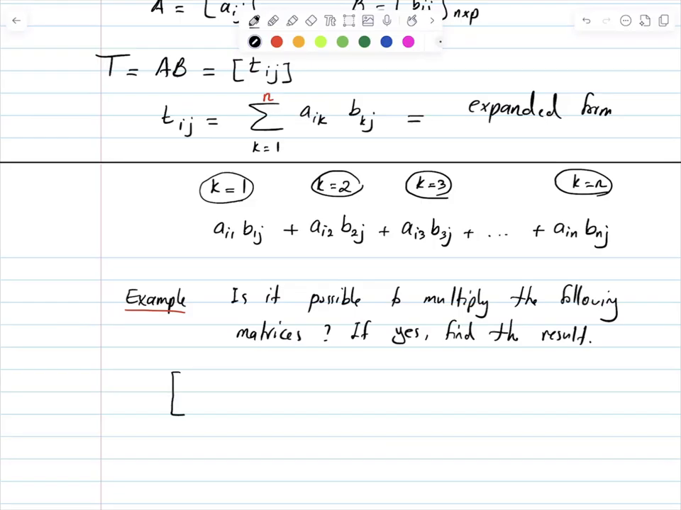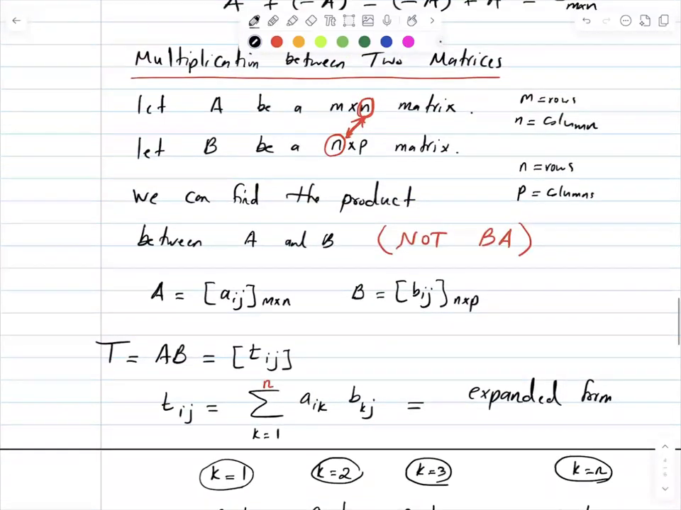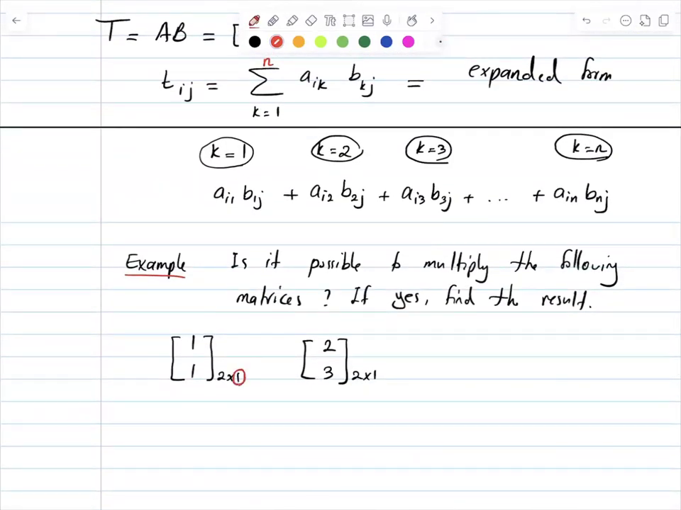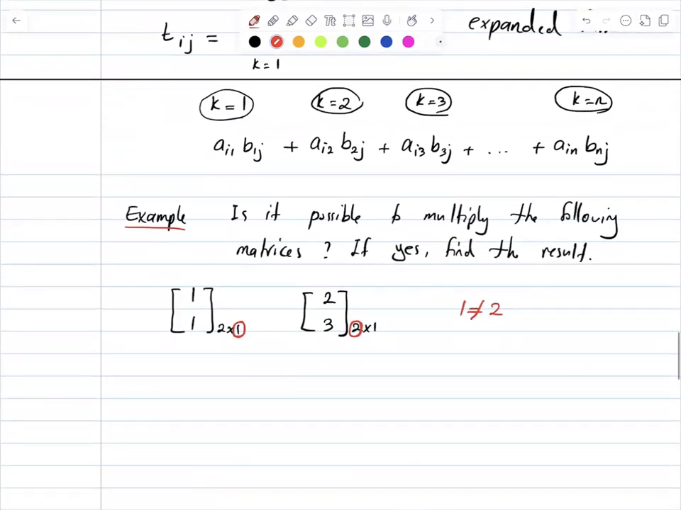Take a look. I'm going to multiply (1, 1) by (2, 3). Is it possible to multiply these two matrices? This is my first matrix, and this is my second matrix. Can we do that? Please type in the chat. Here you have a 2 by 1 matrix, and another column matrix, 2 by 1. Remember the requirements. The number of columns of the first matrix must be the same as the number of rows of the second matrix. The number of columns of the first matrix is 1, but the number of rows of the second matrix is 2. 1 is not the same as 2.